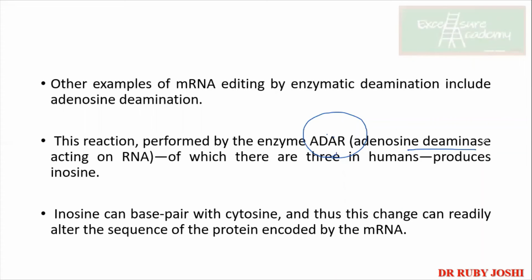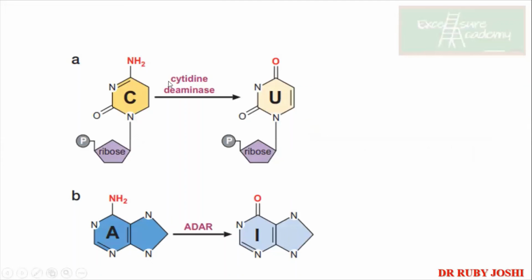So what it is doing? It is removing the amino group from the adenosine. Once the amino group is removed from the adenosine, it forms inosine. Later, this inosine can base pair with the cytosine, and overall the entire mRNA sequence will get changed. How they are doing that is also shown in the figure. You can have cytosine, the amino group is removed, and it becomes uracil. If you have adenine, the amino group is removed and it becomes inosine. Clear? So this is one way by which site-specific deamination can happen.